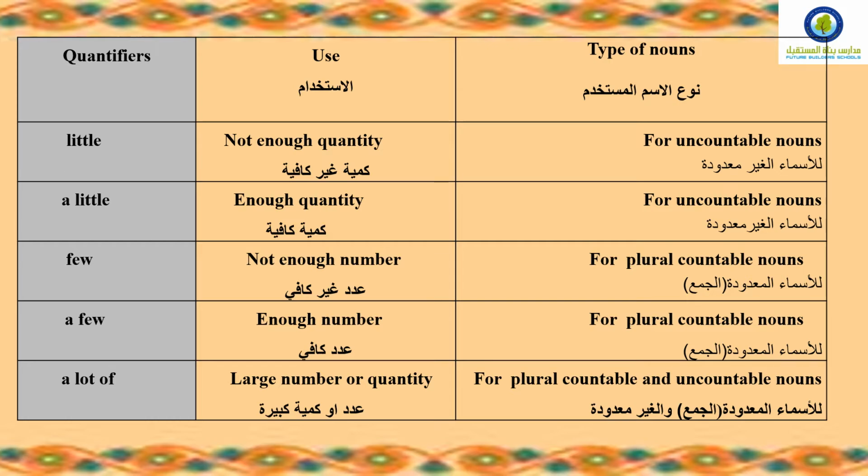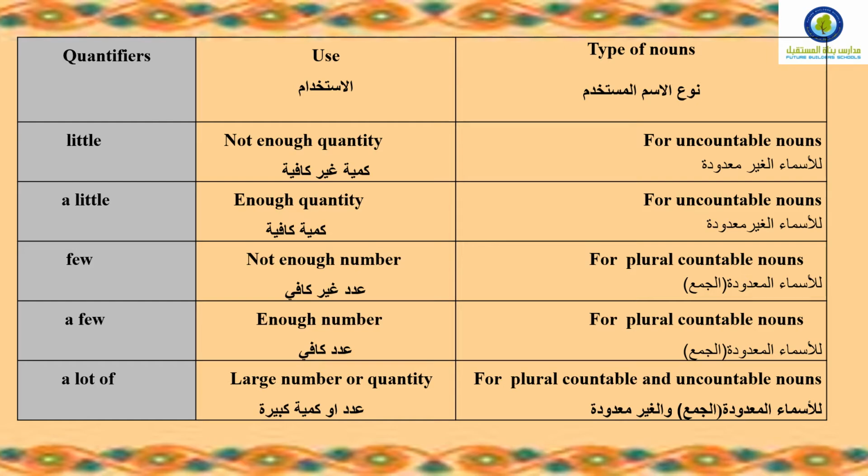So, follow with me. Little means not enough quantity. Quantity, we said, because it's for uncountable nouns. The type of noun that we use little with is uncountable nouns. So little means not enough quantity for uncountable. Now, a little means enough quantity for uncountable nouns. So, little and a little are for uncountable nouns. But the difference is, little means not enough. A little means enough.